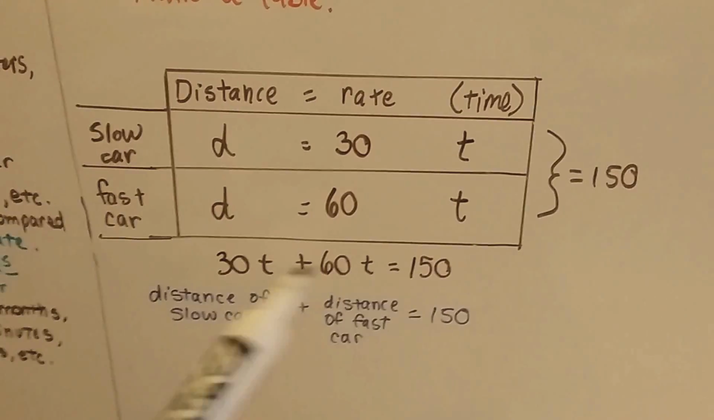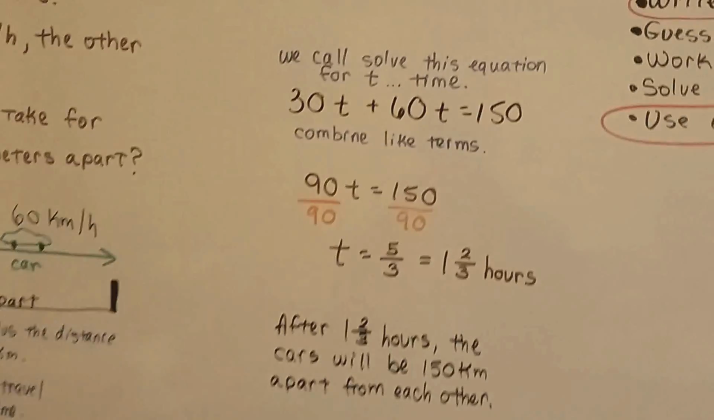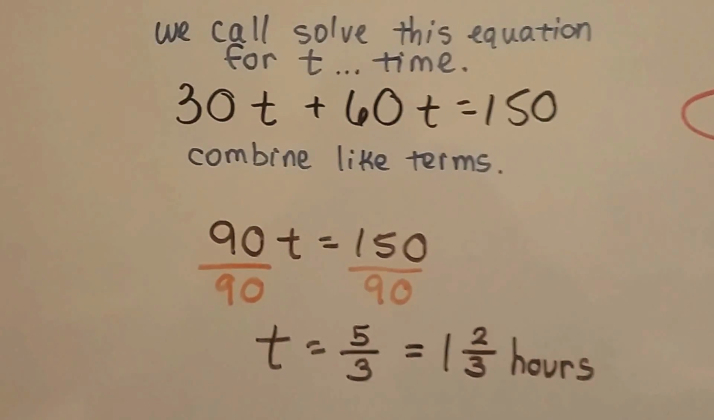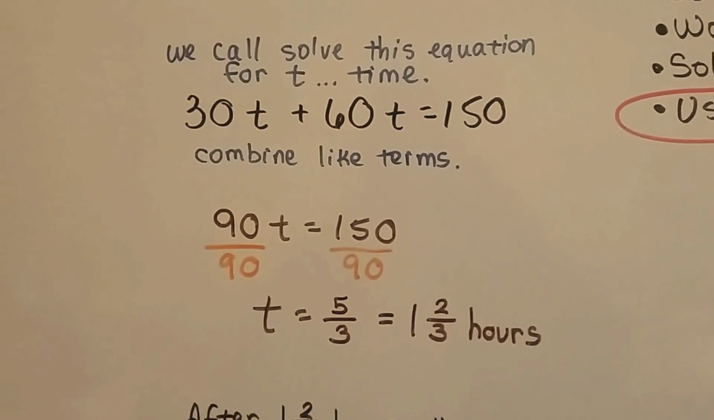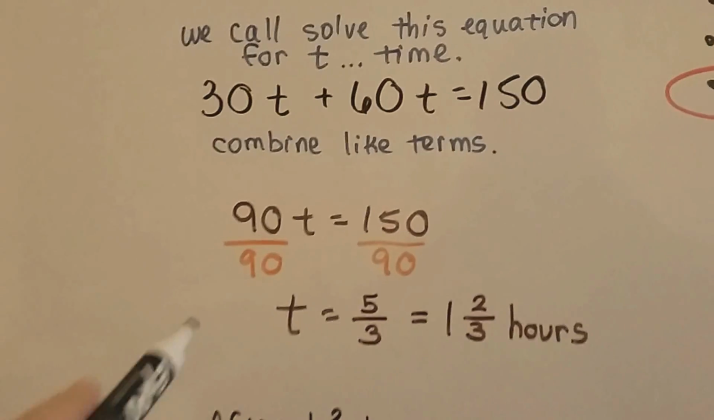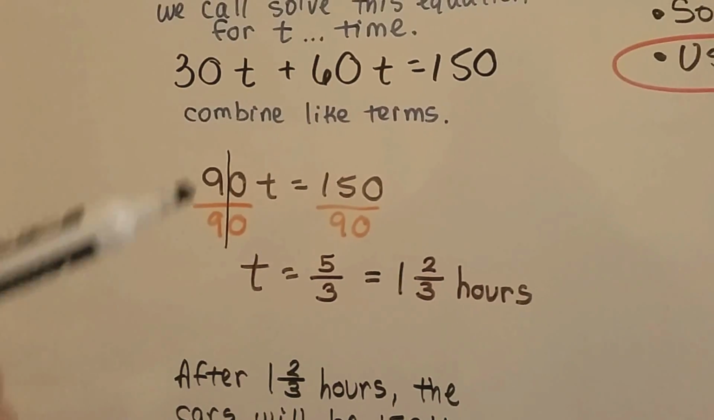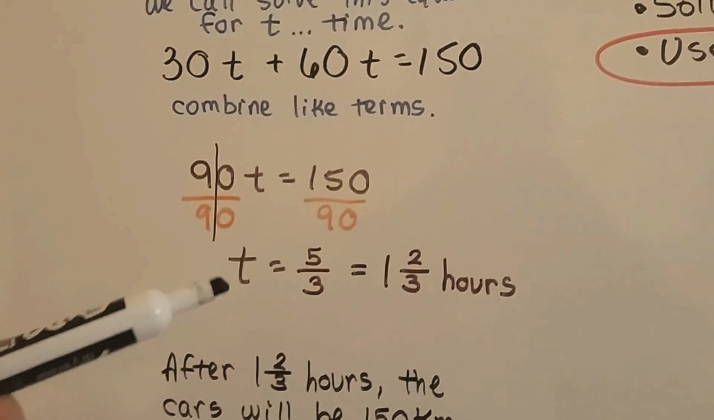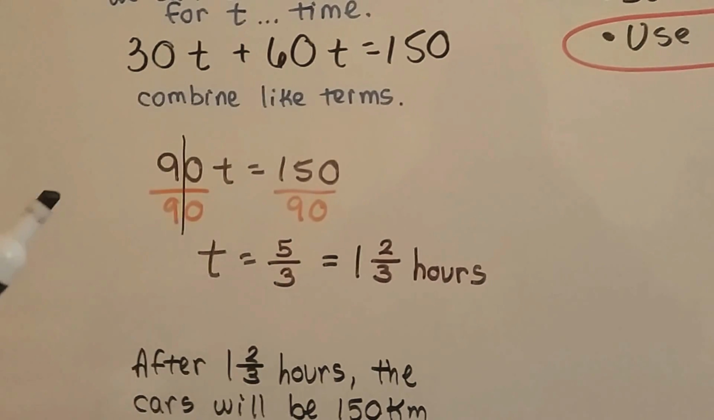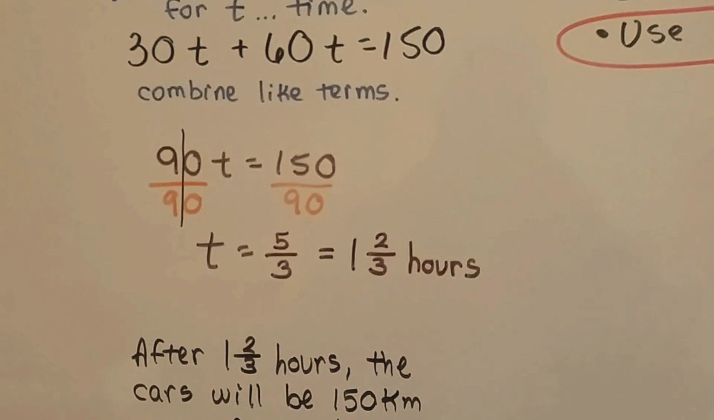See? So we actually have this one equation, don't we? So we can solve this equation for t, time. 30t plus 60t, we combine like terms and we have 90t. Now all we need to do is divide both sides by the 90, and this creates an identity property, invisible 1, doesn't it? Because 90 over 90 is 1, so we have 1t. When we simplify 150 over 90, how many times can 90 fit into 150? It comes out as a fraction of 5 over 3, see?